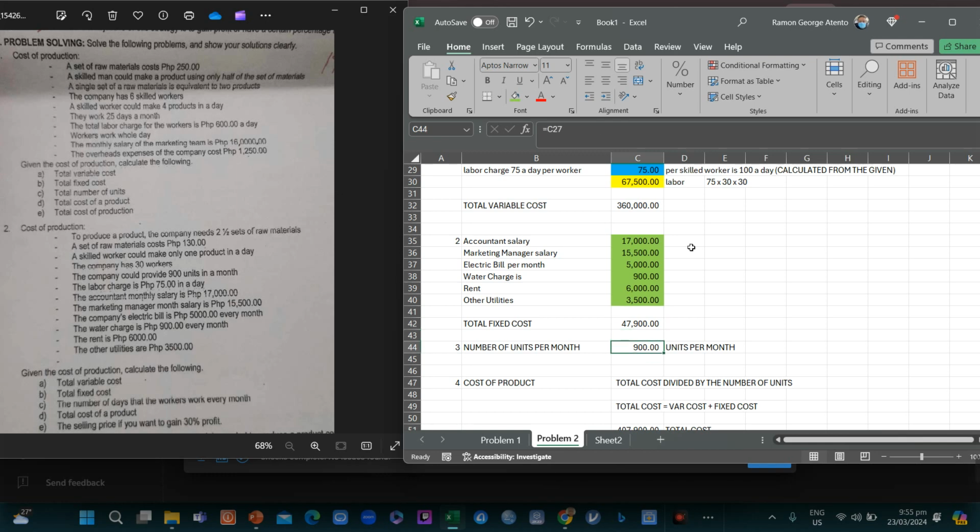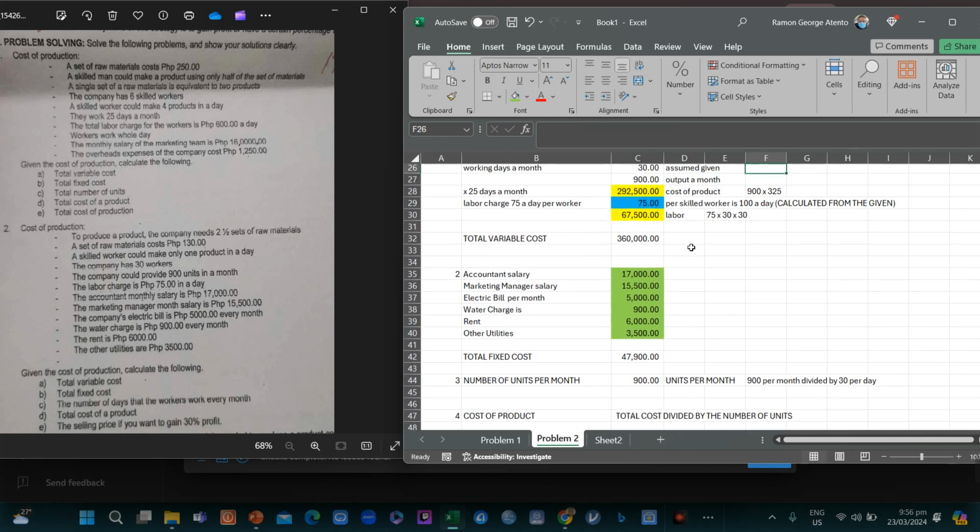The number of days is the number of days that the workers work every month. That's something that you should calculate. So again, letter C should be the first one to be solved because you cannot solve A and B without C, right? So how do you solve letter C? C is actually units per month. So 900 per month, right? Divided by 30 per day. Remember the 30 per day? Why 30 per day? Because of this.